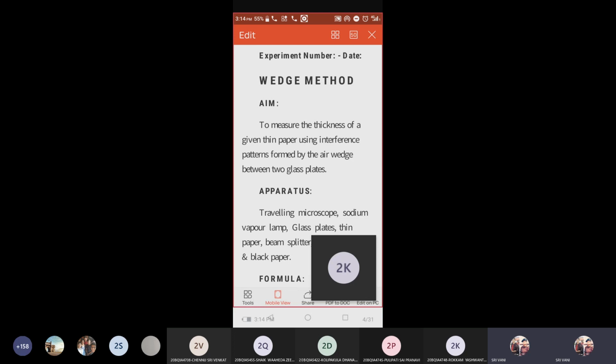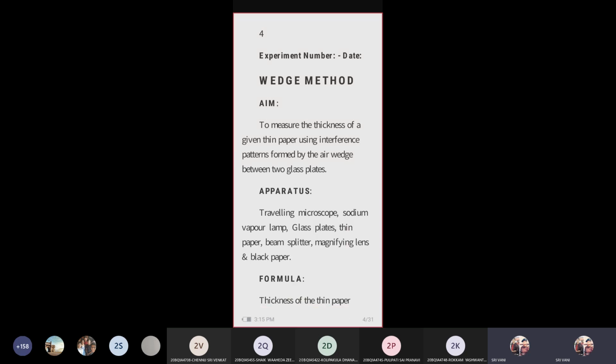Our aim is to measure the thickness of the given thin paper using interference pattern formed by the air wedge between two glass plates. Okay, that is our aim. ఆపరేటర్స్ ట్రావెలింగ్ మైక్రోస్కోప్ ఇప్పుడు చెప్పుకున్నది. నెక్స్ట్ సోడియం వేపర్ ల్యాంప్, దట్ ఈస్ ద లైట్ సోర్స్. నెక్స్ట్ వెడ్జ్ గ్లాస్ ప్లేట్స్. టూ గ్లాస్ ప్లేట్స్ మధ్య ఒక థిన్ పేపర్ కనిపిస్తుంది, దట్ ఈస్ ద థిన్ పేపర్.